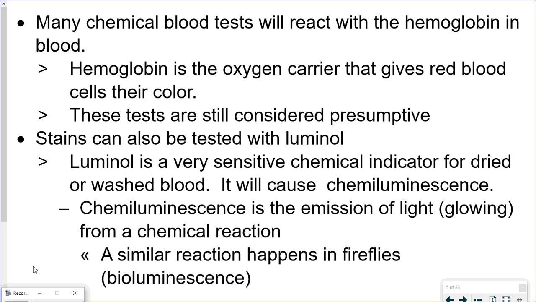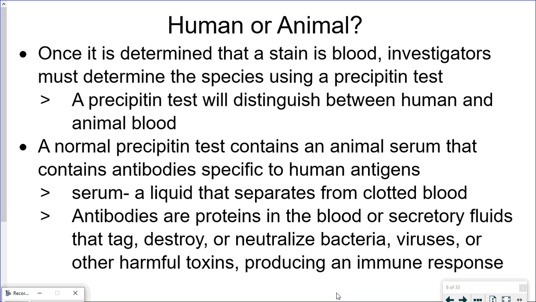This is similar to what happens in fireflies or lightning bugs, which is the bioluminescence. It's the reaction within their body.